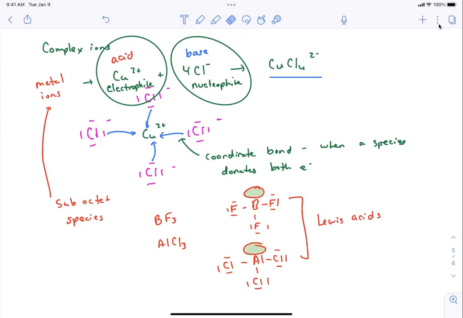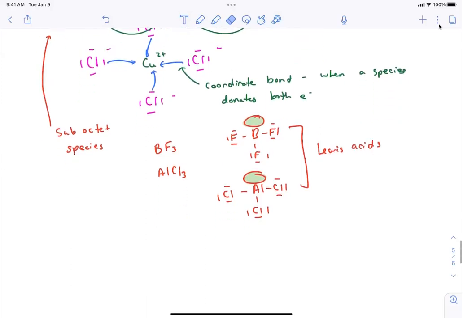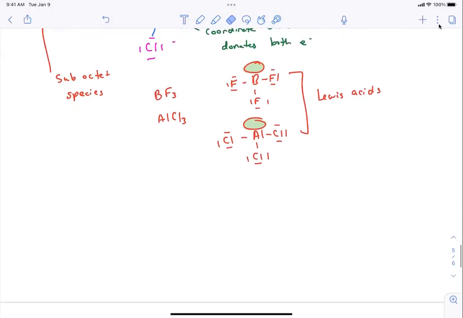Now I did that first because that's the only context really of Lewis acids and bases that you need to know. Everything else is related to Bronsted-Lowry and related to HL/SL stuff like pH and titrations and stuff like that. Okay. Questions? Okay.